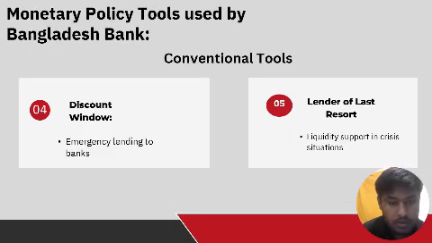If we move to the next slide, we see another two conventional tools: the discount window, that is used for emergency lending to banks as the lender of last resort, and liquidity support, that is used in crisis situations.